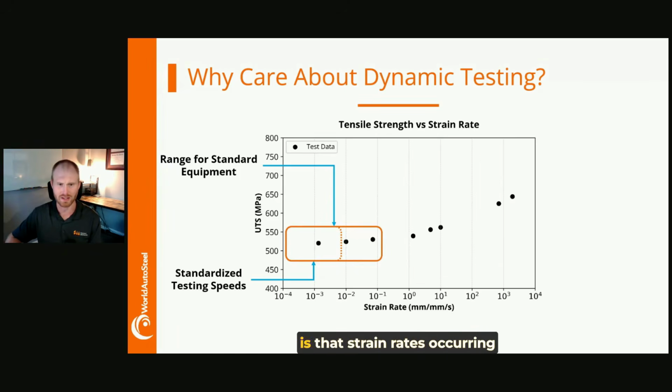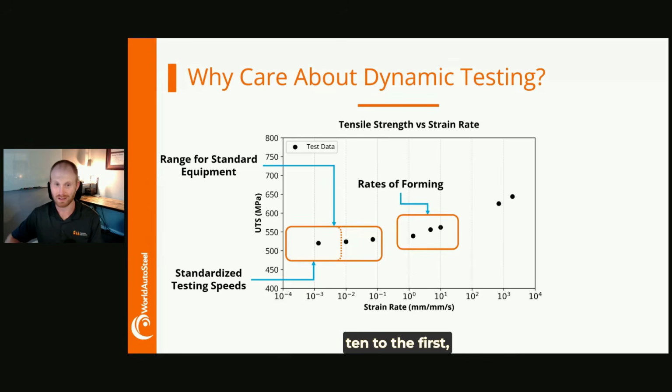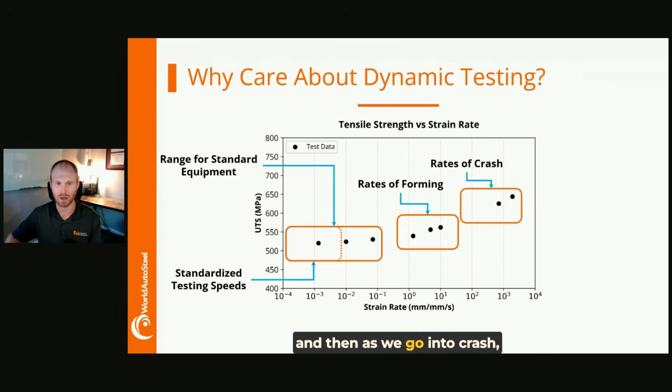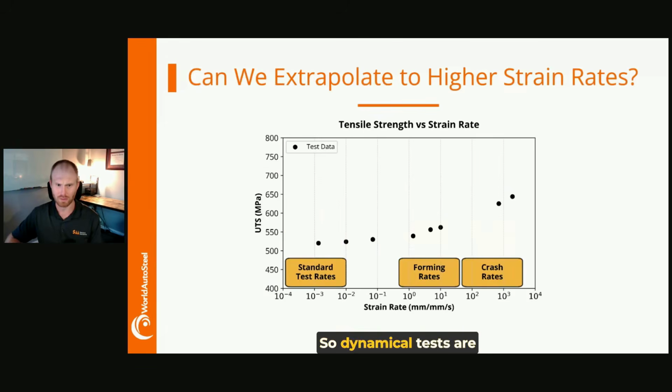The problem is that strain rates occurring during a forming process are up to 10 to the 0 to 10 to the first. And then as we go into crash, we're even all the way up to 10 to the third. So dynamic tests are relatively more expensive than standardized lower strain rate tests.